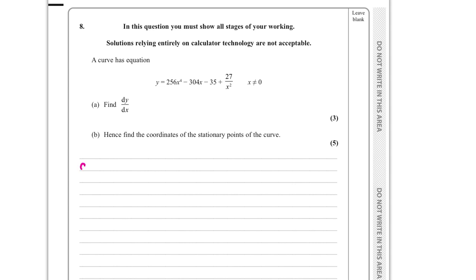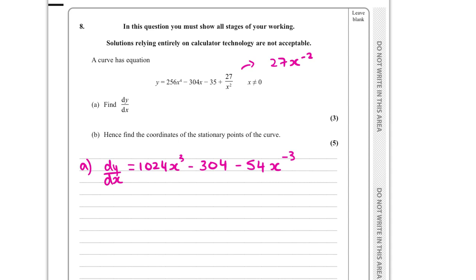Okay, so question 8, part A, differentiation question. 256 times 4? 1024x cubed. Remember, bring the power down, take away 1 from the power. Minus 304. Now, remember, 27 over x squared is 27x to minus 2. So we're going to have minus 54x. Bring the power down to the negative 3.